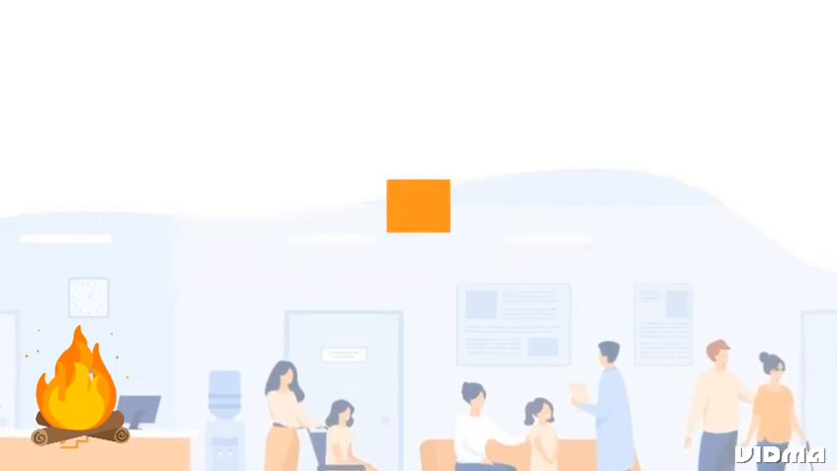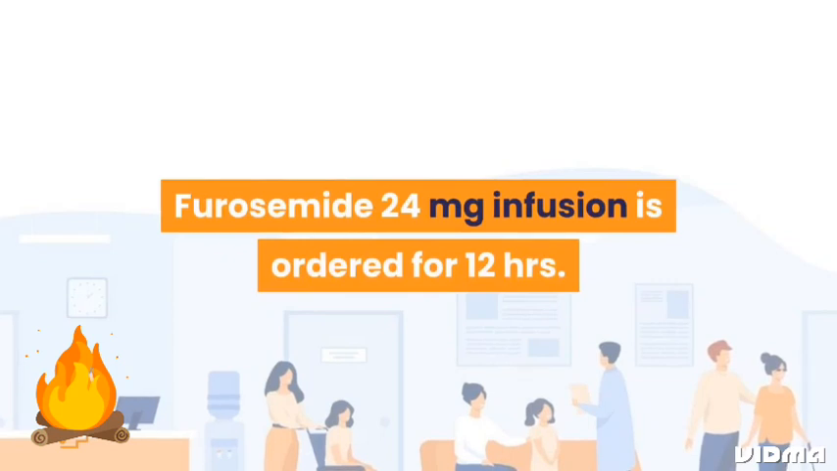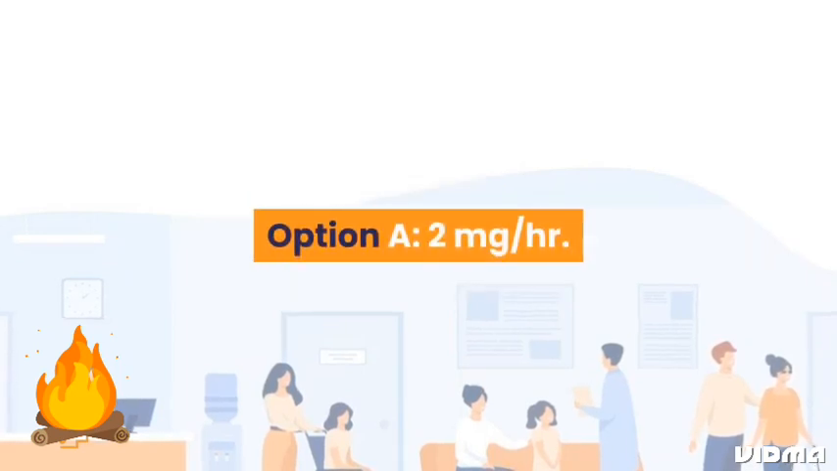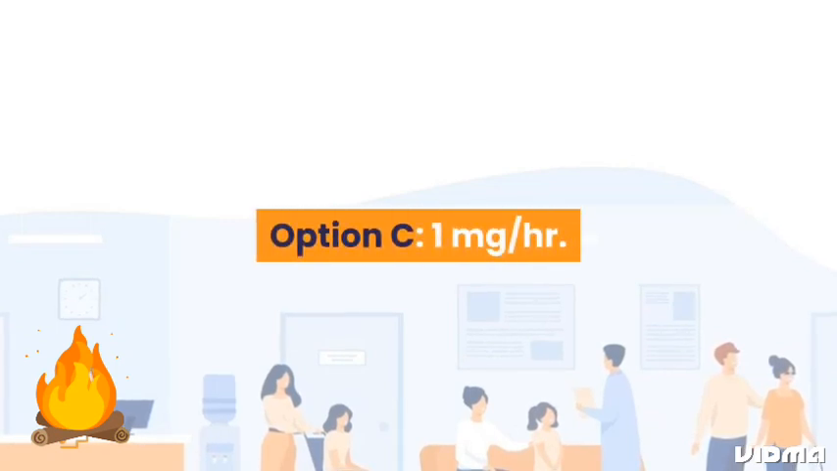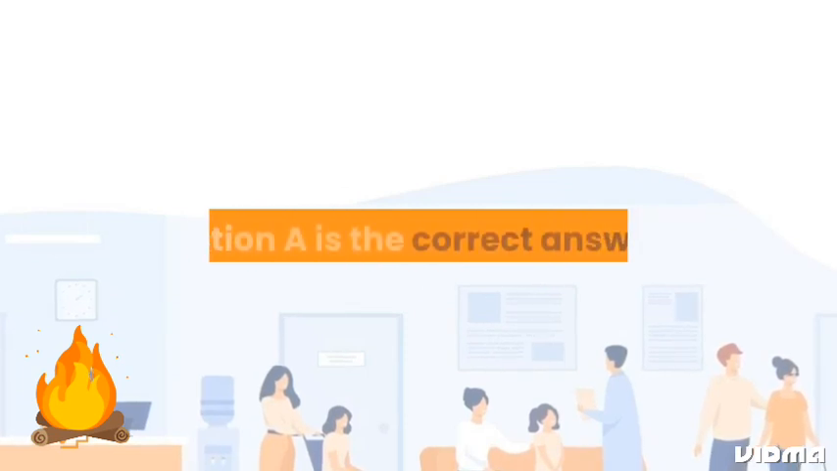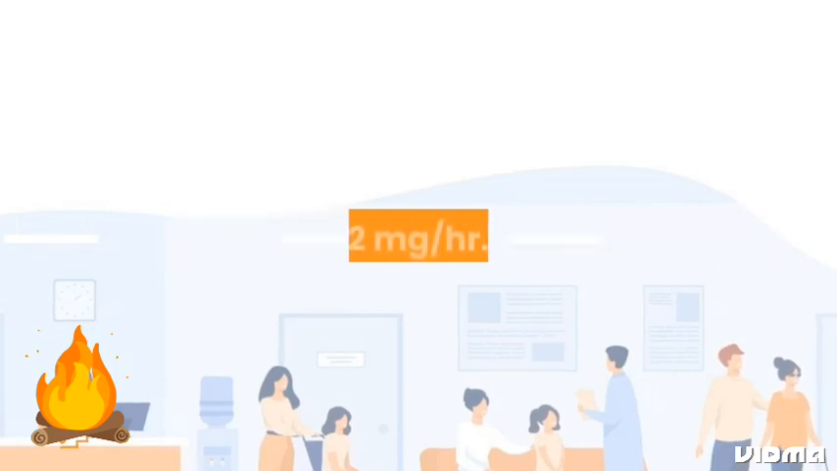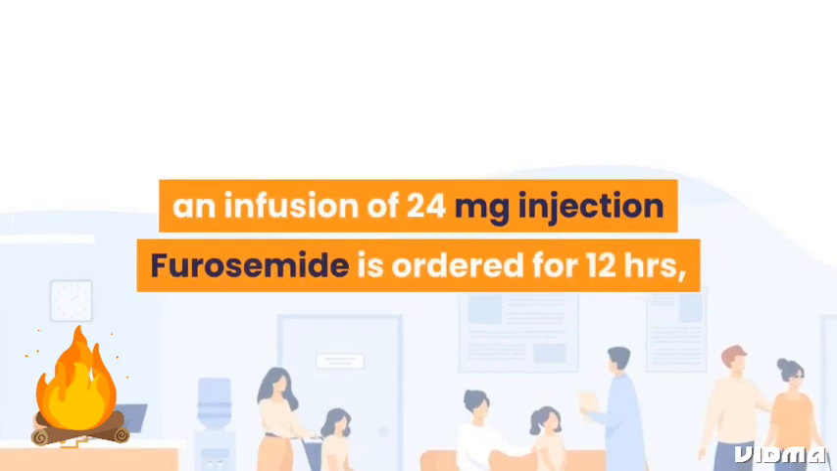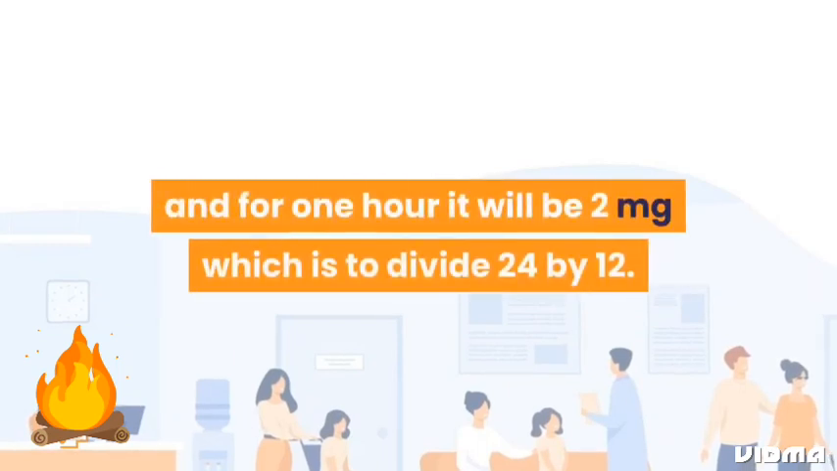Question 21. Injection furosemide 24 mg infusion is ordered for 12 hours. How much dose is infused in an hour? Option A, 2 mg per hour. Option B, 4 mg per hour. Option C, 1 mg per hour. Option D, 3 mg per hour. Option A is the correct answer. 2 mg per hour. According to nursing calculations, an infusion of 24 mg injection furosemide is ordered for 12 hours, and for 1 hour it will be 2 mg, which is to divide 24 by 12.